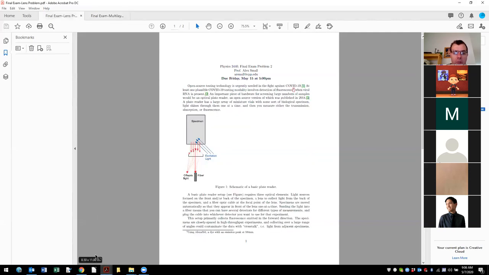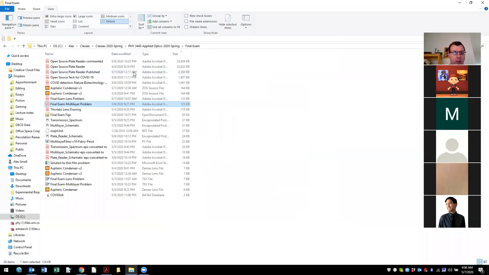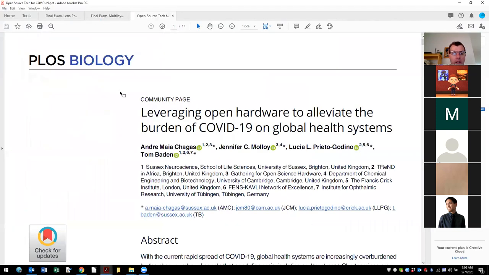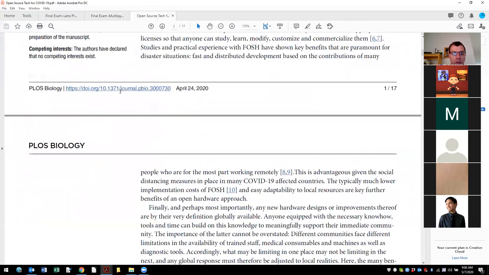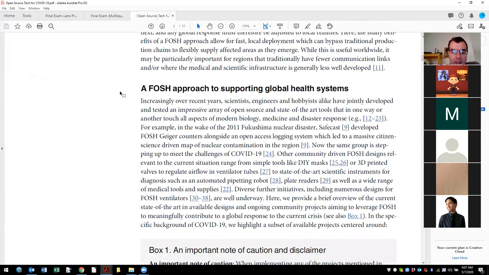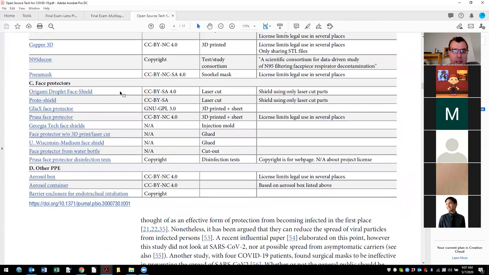All right, then let's look at the lens problem. So the lens problem comes from some articles I found on COVID-19. I started off by reading open source tech for COVID-19. And this is a survey of a lot of different open source technologies, meaning technologies that aren't under patent, so legally anyone could make them and produce them and distribute them and sell them. And they go through a whole lot of these things.